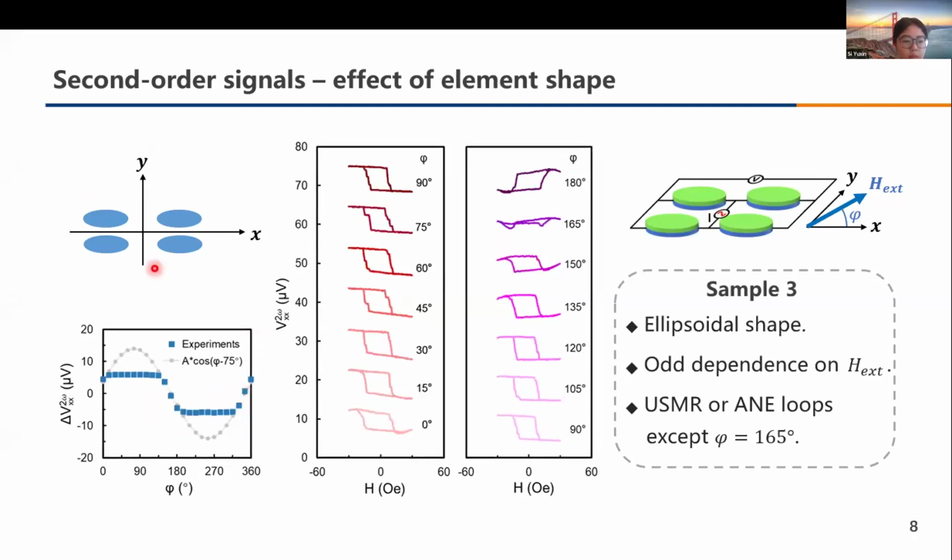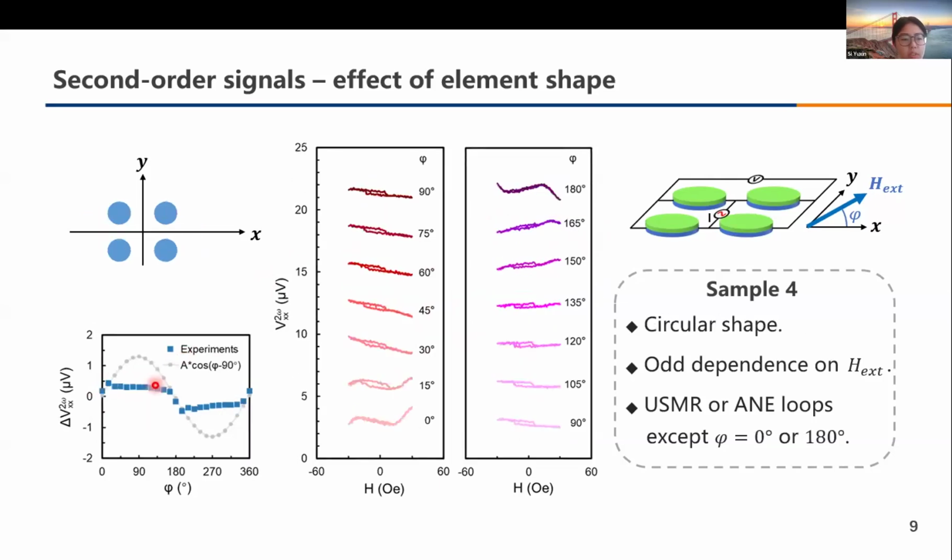And the third sample has the same structure as the first two, but no bias field was applied. Similar to sample 2, the results clearly show loops except at 165 degrees. However, the magnitude of the delta V is about half that of sample 2.